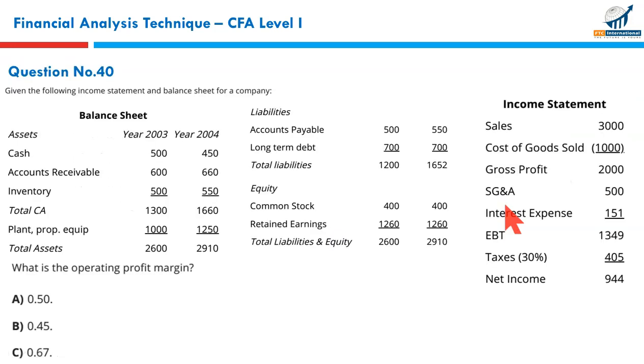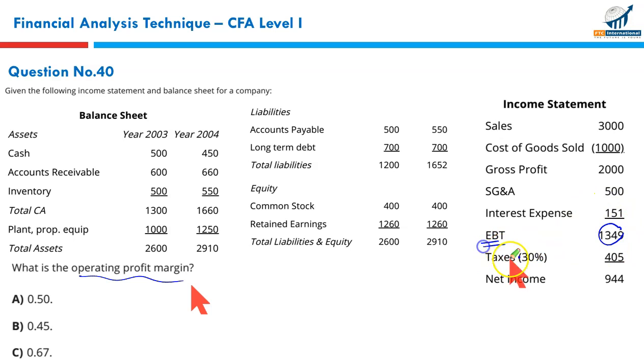Again, just look at what you need. What is the operating profit margin? This is a joke at this level. You are highly qualified people. Requiring you to calculate profit margin is a joke. And when you say operating profit margin, it means you need to take earning before interest and tax.